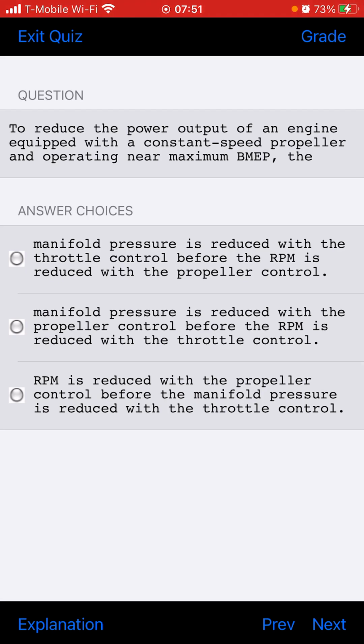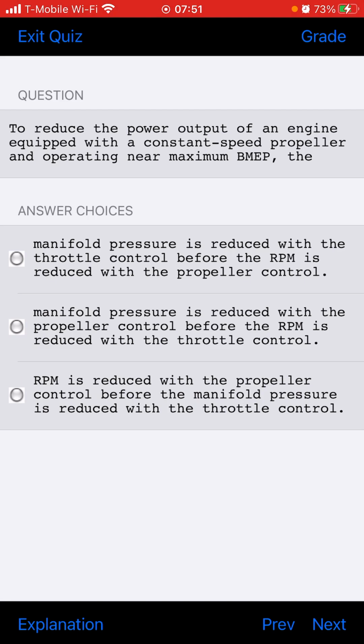What are the different types of piston rings? Compression, oil control, and oil scraper.